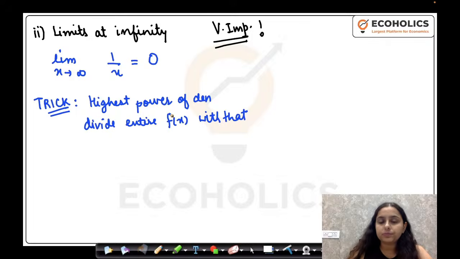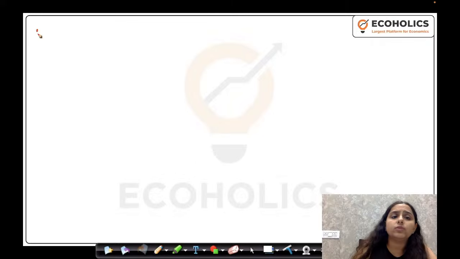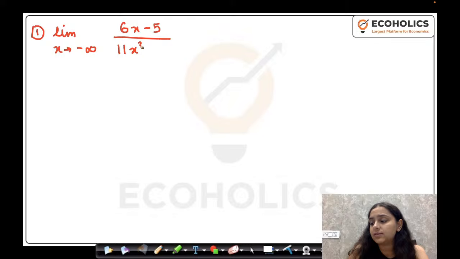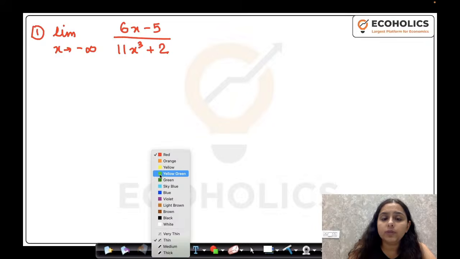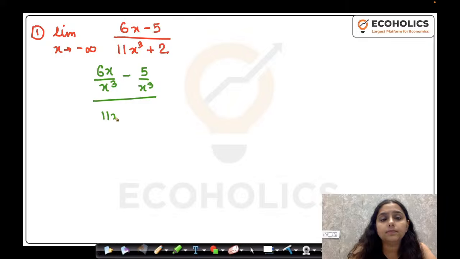So let's take an example and do it. Question number 1, let's say limit x approaches minus infinity, 6x minus 5 upon 11x cube plus 2. Let's take this up. What's the highest power in the denominator? It's 3. So I'm going to divide the entire function with x cube, and limit as it is.